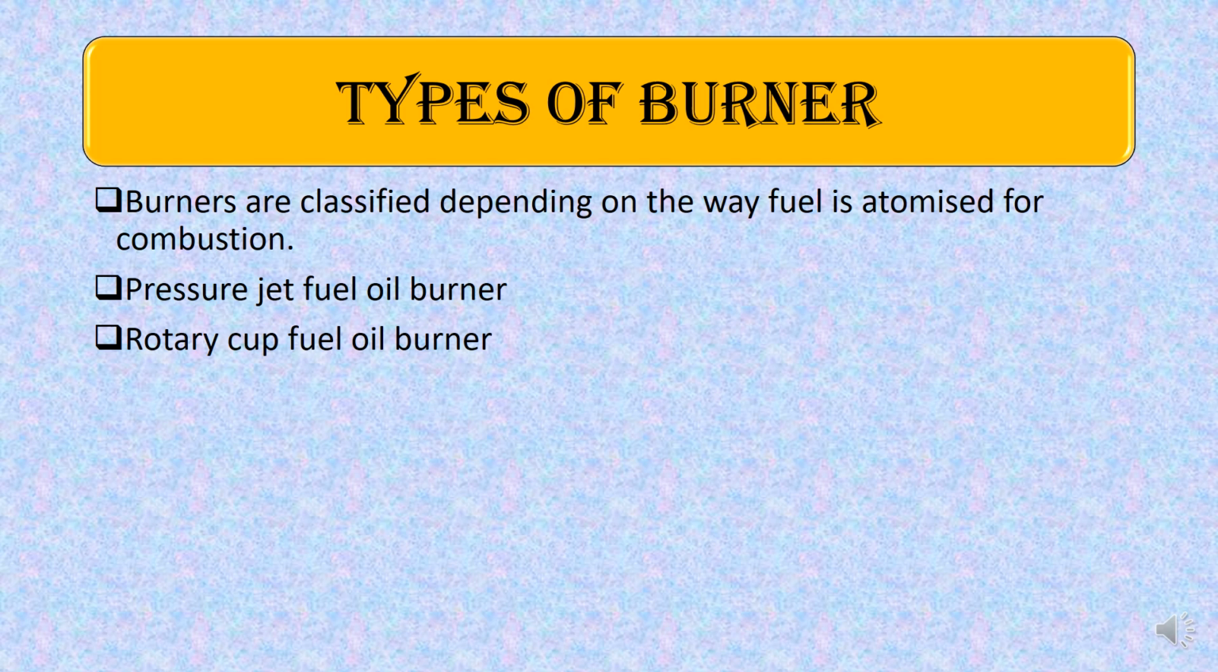Here you can see types of burner. This is classified as per the fuel which is being atomized, because when the fuel is going, it is being atomized by two main methods. Number one is your pressure jet fuel oil burner, and number two is your rotary cup fuel oil burner. These are the major two types utilized on board ship.